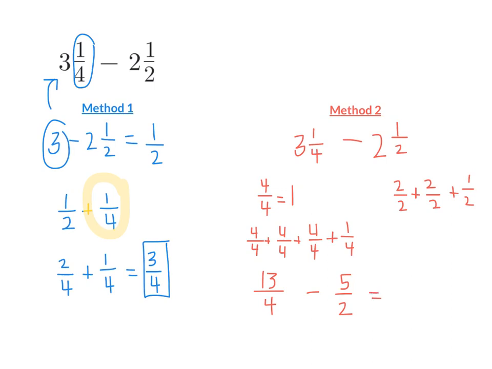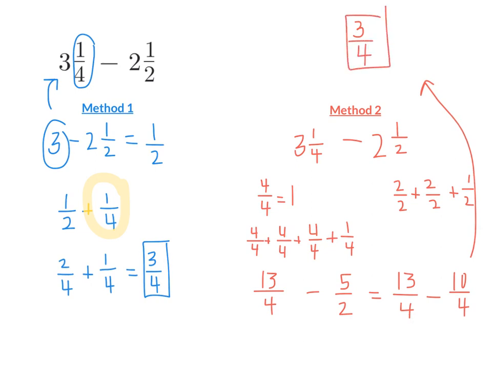Well, I know that 5 halves is the same as 10/4 because I can multiply it by 2/2. So I can do 13/4 minus 10/4. And would you look at that? What is our answer? I'm going to write it up at the top. 13 minus 10 is 3. So my answer is 3/4. Again, we get the same answer using method 1 and method 2.